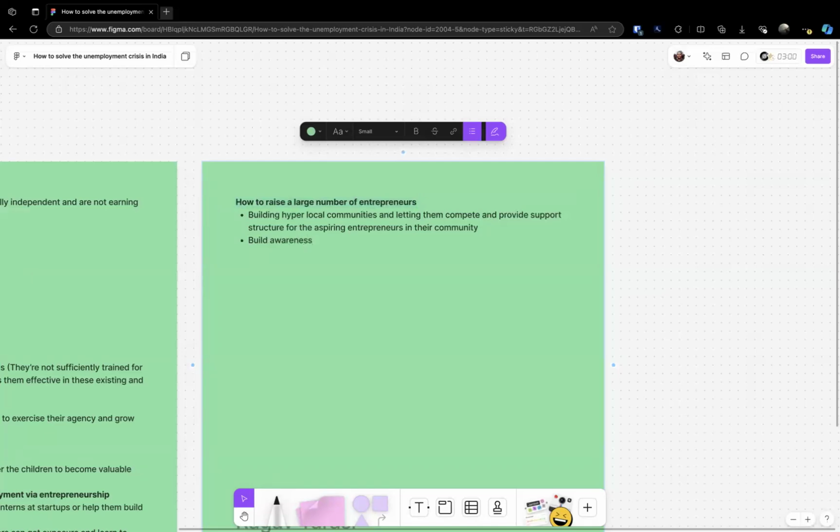Actually, I don't know if any of you know this, but there are a lot of initiatives by the government across various states as well as the central government. They're creating incentives for people who want to build startups. I see a lot of support from the government actually.